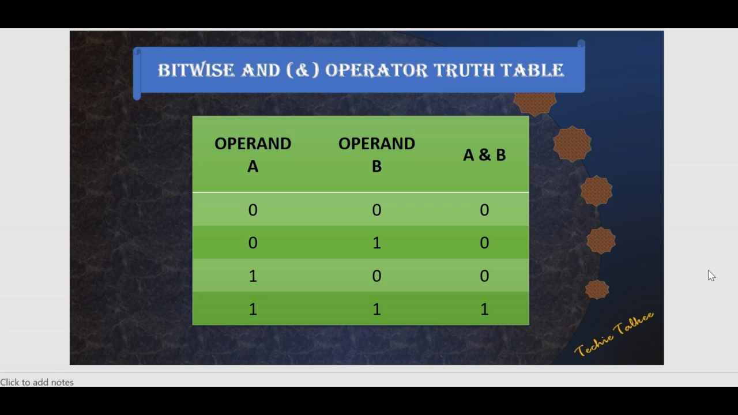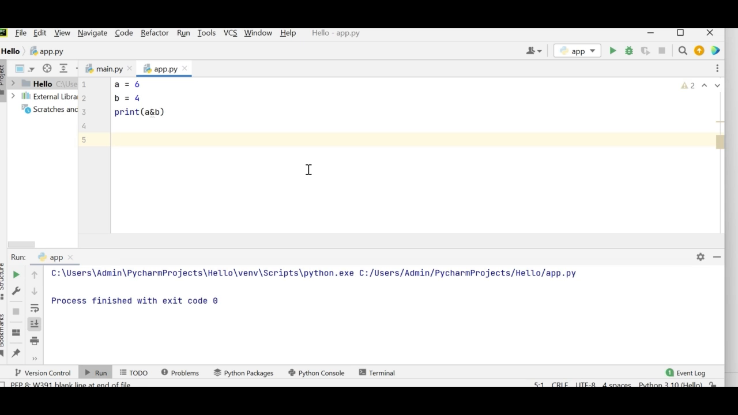Now let me show you an example of how the bitwise operator works. Here I am assigning 6 to a variable A and 4 to a variable B. And I want to print A ampersand B. I'm going to do the bitwise operation on A and B. How does the bitwise AND work here?